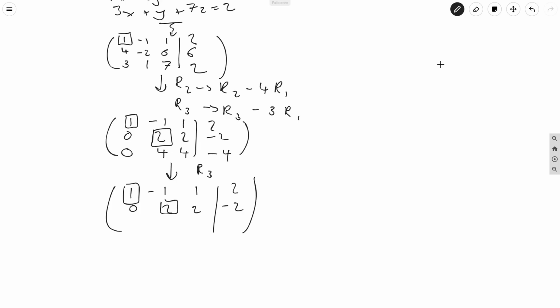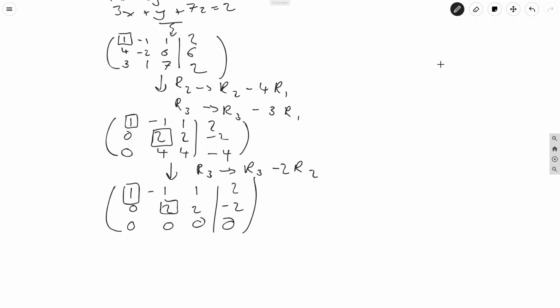And lastly, let's send row 3 to row 3 minus 2 row 2 in order to turn this 4 here into a 0. So what we get here is 0. 4 minus 2 times 2 is 0. 4 minus 2 times 2 is 0. Minus 4 minus 2 times minus 2, that's minus 4 plus 4, so that'll be 0 as well. Compared to what happened in the last video, where we had 0, 0, 0, and then 7 to the right, in this case we have 0, 0, 0, 0.